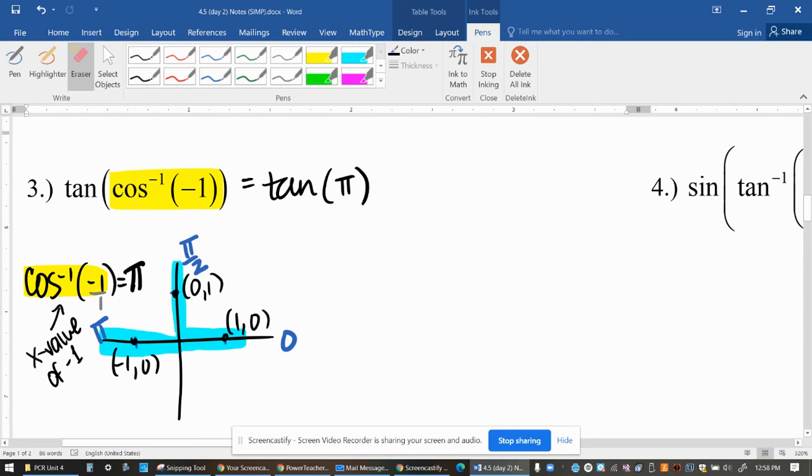Tangent of pi, the only way to find it is to use the property that tangent is sine over cosine. So sine of pi is the y value, that's 0. Cosine of pi is -1. And 0 divided by -1 is 0.